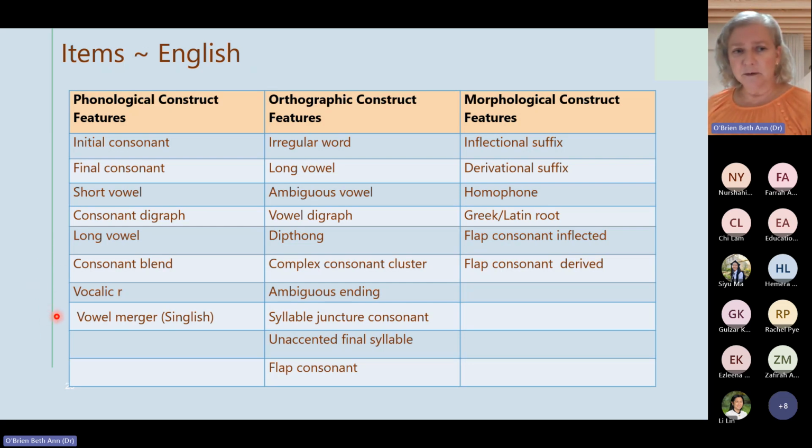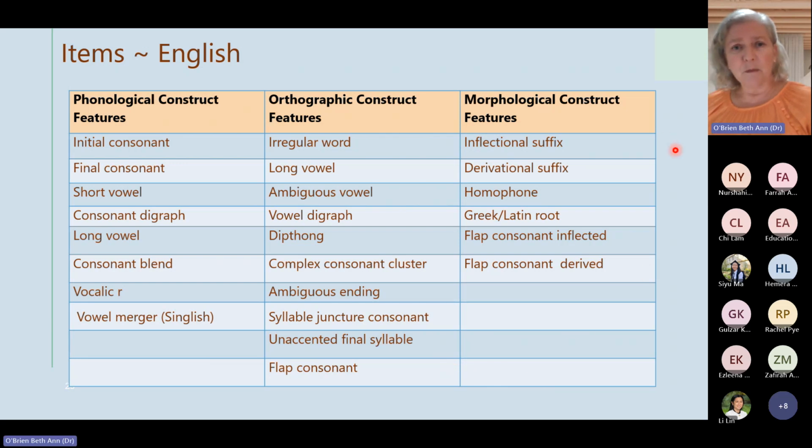We also had some items which show, in spoken English in Singapore, some vowel mergers, so there might be some confusion from their experience with speech of those words in terms of how they should be represented phonologically. Then we had orthographic features, so irregular words, and many of these came from other sources. We gathered from different studies on spelling in English to compile this list.